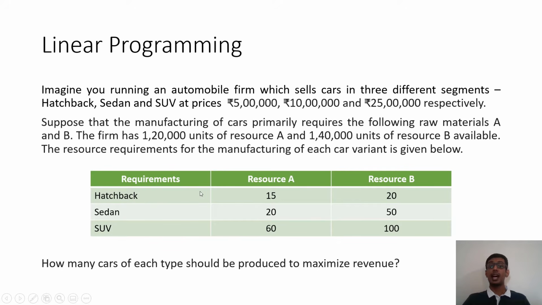Producing a hatchback car requires 15 units of resource A and 20 units of resource B. Similarly, producing a sedan car requires 20 units of resource A and 50 units of resource B. And an SUV car requires 60 units of resource A and 100 units of resource B. So the question in front of you is how many cars of each type should you produce in order to maximize the revenue. This problem can be formulated as a linear programming problem.